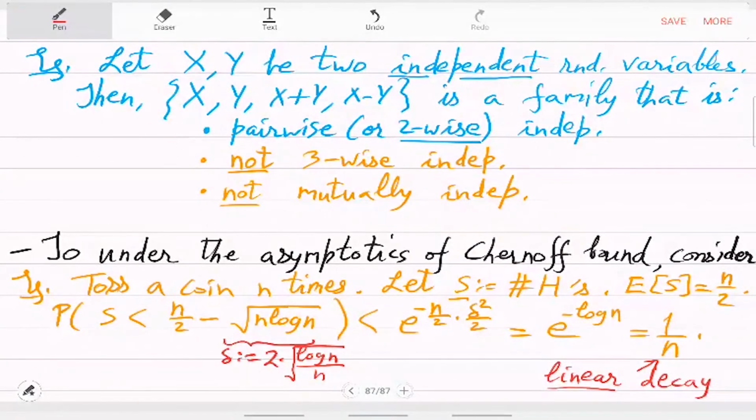So if you are talking about discrepancy being this square root n, then the decay is linear. It's not very fast, but it's also not bad. Okay, this is like the law of large numbers. So that was point number 1.